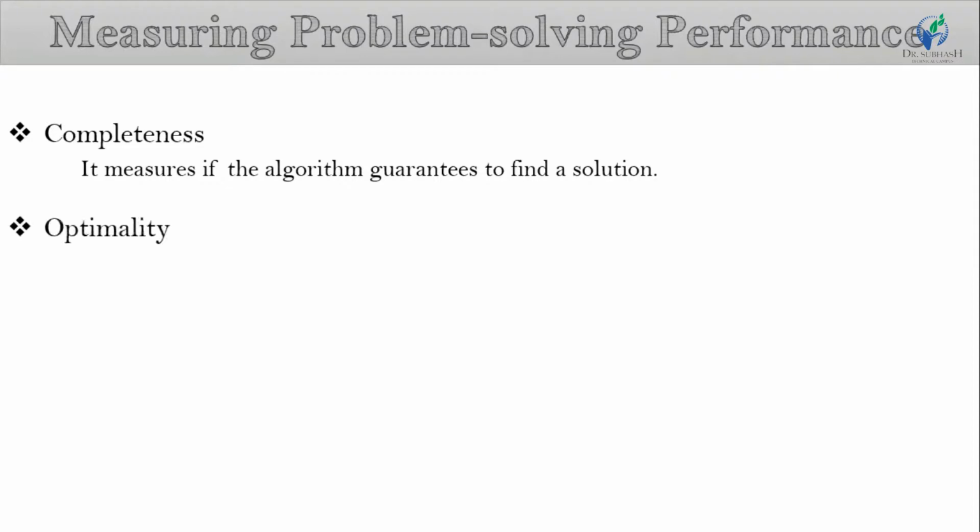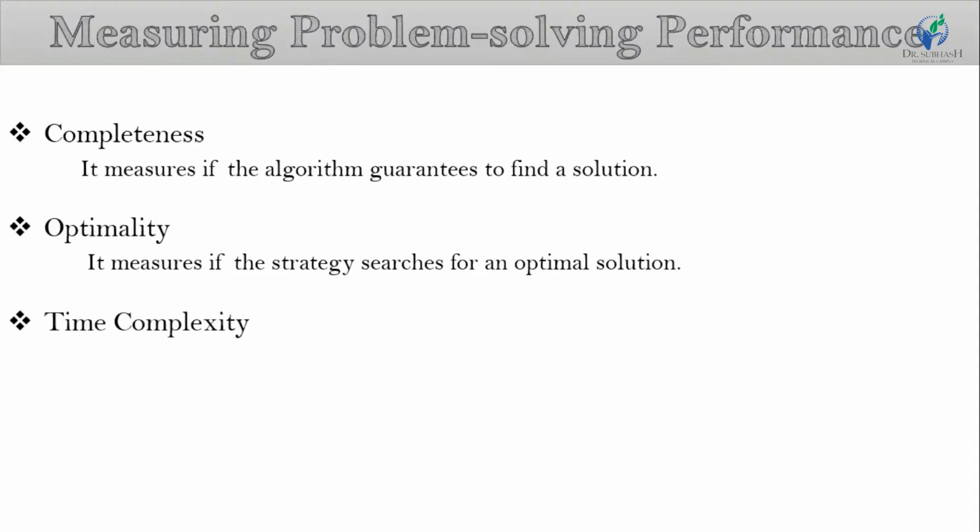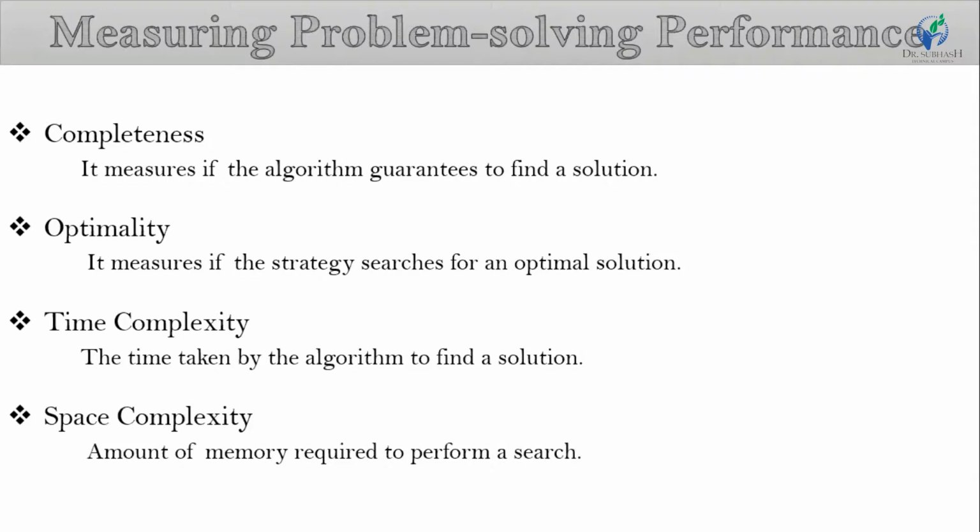Next is optimality, which measures whether the strategy finds an optimal solution. Next is time complexity, which means the time taken by the algorithm to find a solution. Next is space complexity, which means the amount of memory required to perform a search. Remember that the complexity of an algorithm depends on the branching factor or maximum number of successors, the depth of the shallowest goal node, which means the number of steps from the root along the path, and the maximum length of any path in the state space.